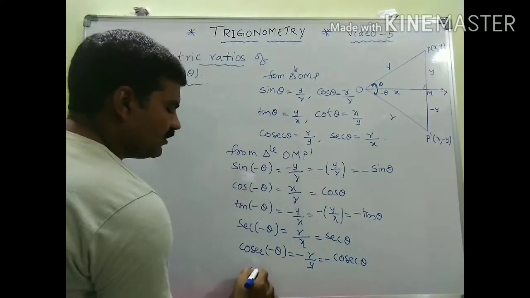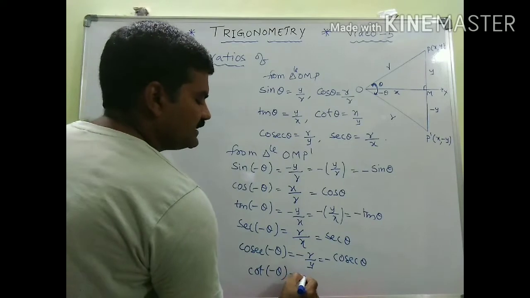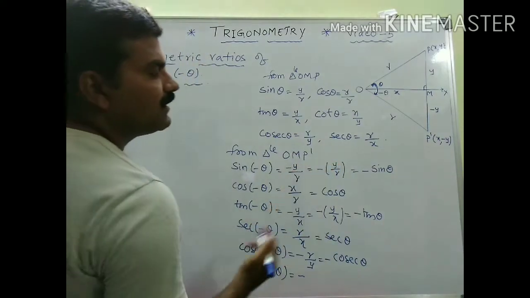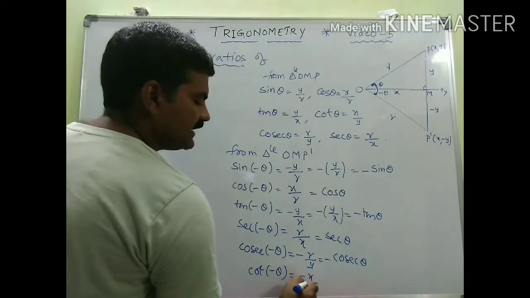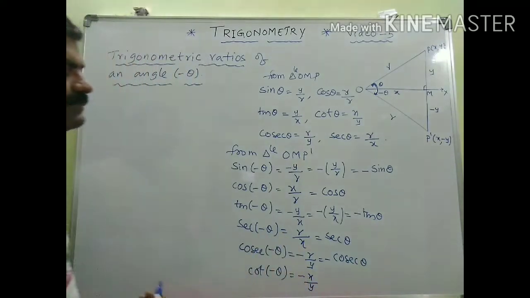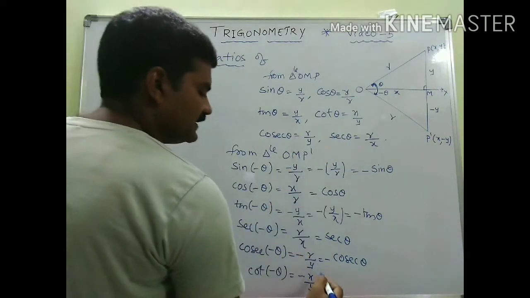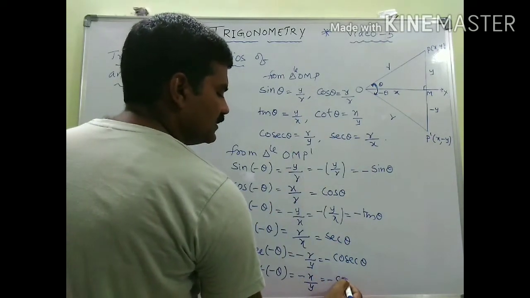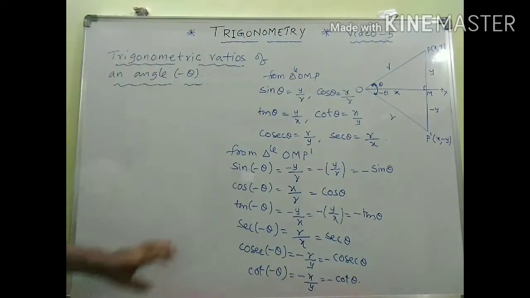Now finally cot of minus theta, which is minus adjacent by opposite. So x by minus y, actually x by minus y can be written as minus x by y. So x by y is nothing but cot theta, that is equal to minus cot theta. So finally these are the changes we observe when theta is minus.